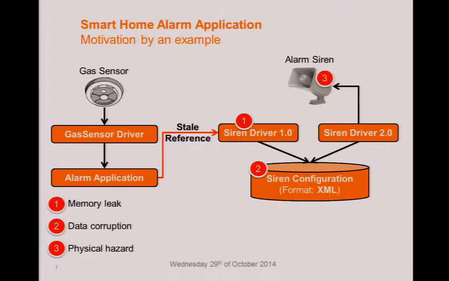There is another problem also. In this case, if the gas sensor sends an alarm to the alarm application, the alarm application will try to put on the siren to make loud noise, but this won't happen. Why? Because siren driver version 1 was disconnected from the alarm siren because it was uninstalled before. And therefore, there is no way for the alarm application to make a sound. The alarm siren will stay mute, and the danger will be there.